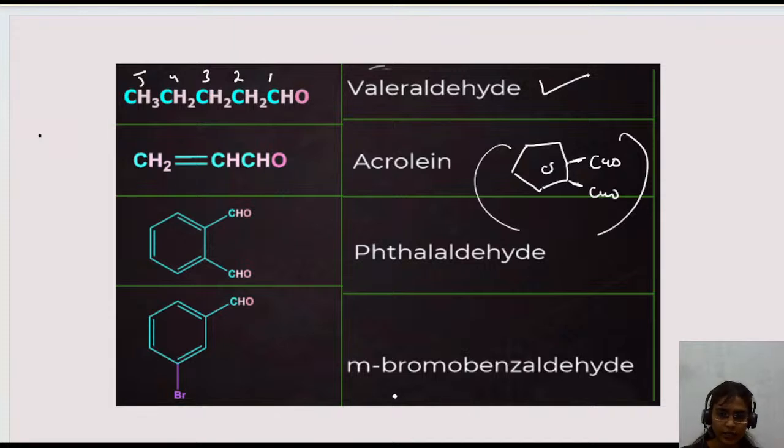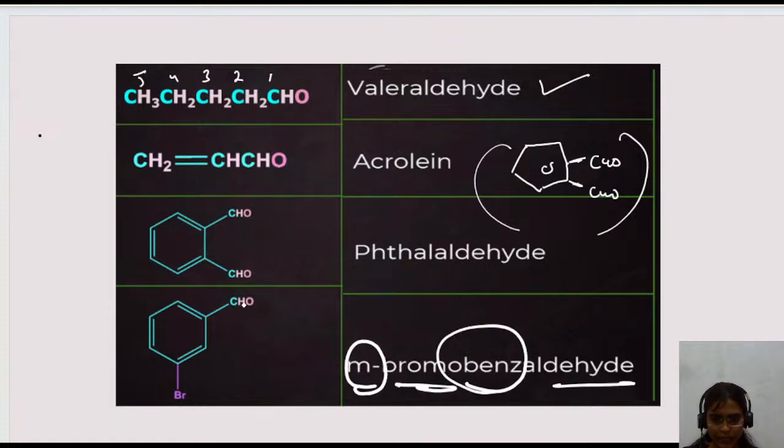So again, look at this. It's meta bromobenzaldehyde. Okay, why benzaldehyde? Because in this case, CHO has only one hydrogen. We already covered the benzyl, benzo part. Okay, so these are some very important common names. Some you can search from the NCERT. Okay, this is all for the common nomenclature.